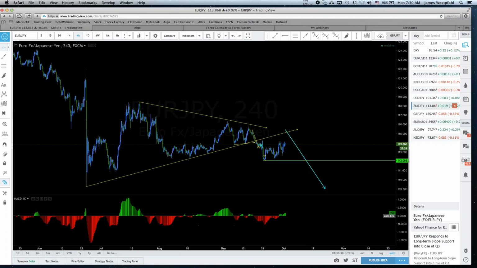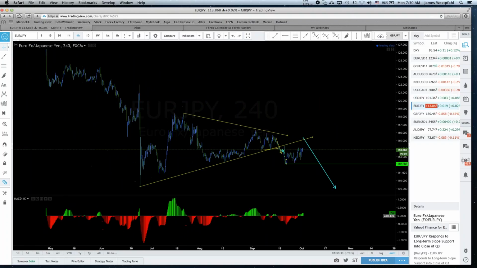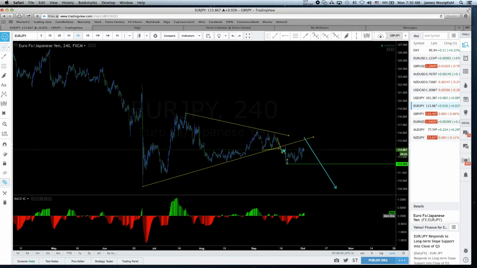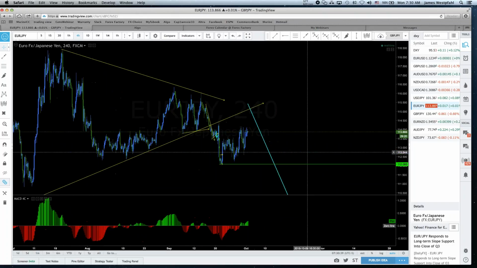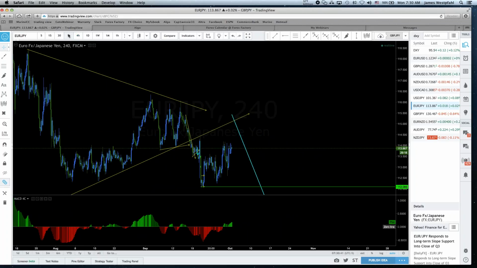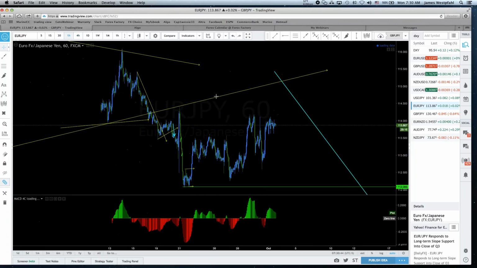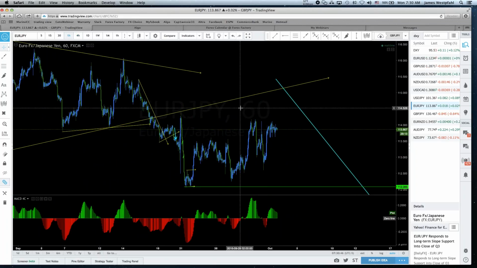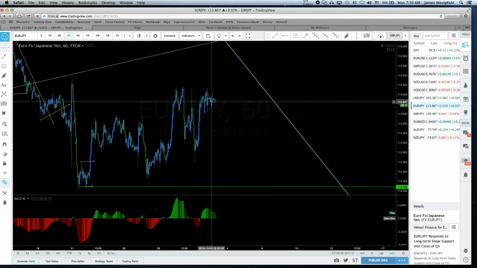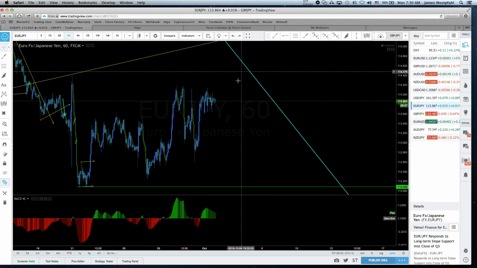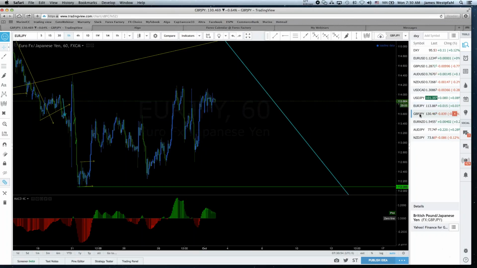Euro yen, same thing. Still looking for that short. I don't really see a trade on it now though. That's pretty ugly to trade in. Wait for that to move and get a better read on it.